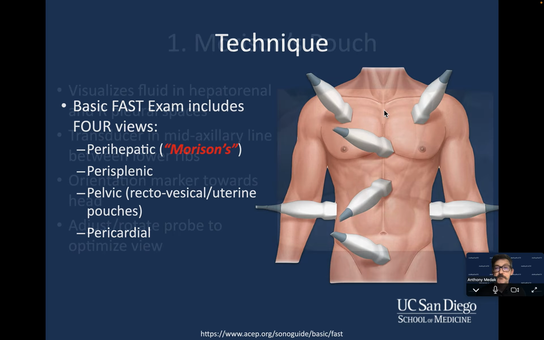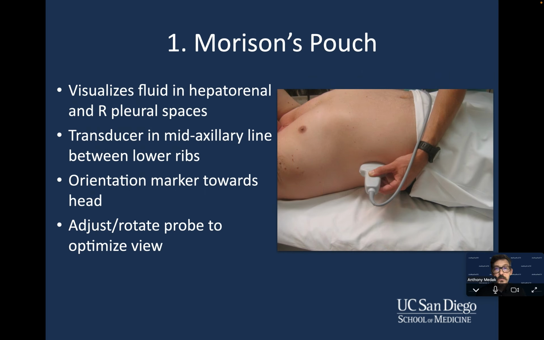So step 1, we're going to look at Morrison's pouch, better referred to by its anatomical descriptive name, which would be hepatorenal recess. So to do that, you're going to place your transducer of choice in the mid-axillary line with the probe orientation marker pointing towards the head.